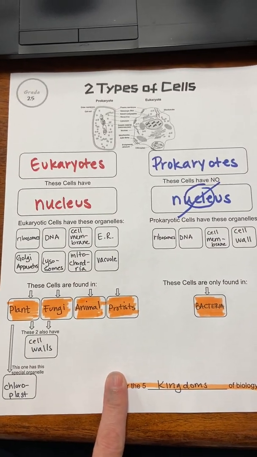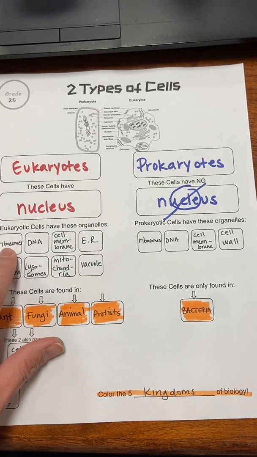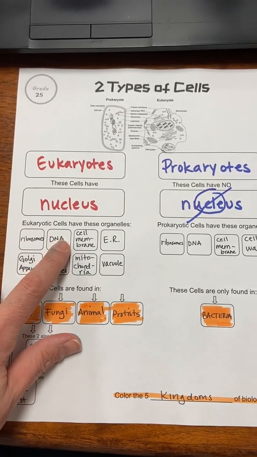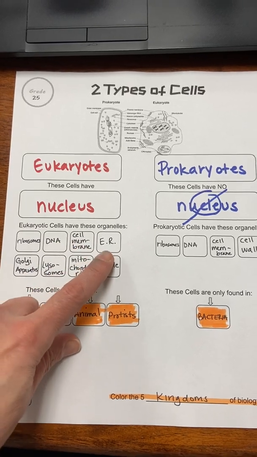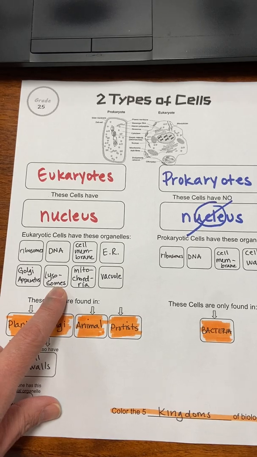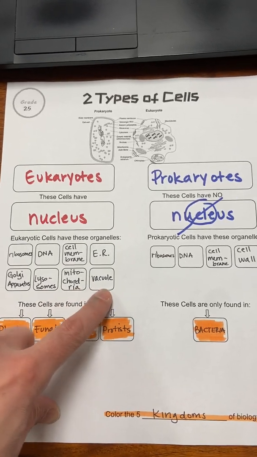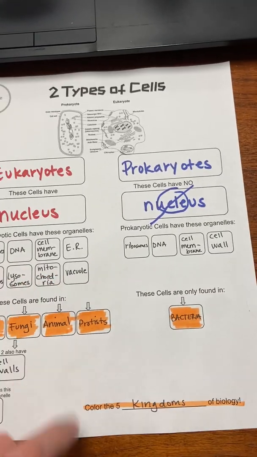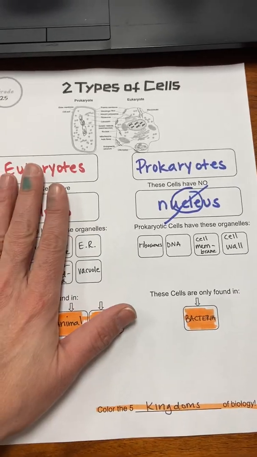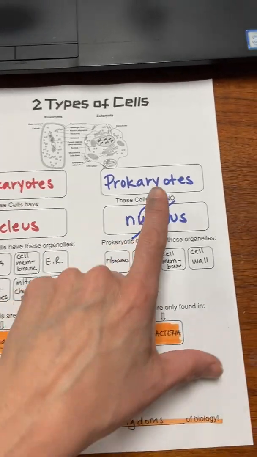Okay, so eukaryotic cells have these organelles. Eukaryotes, you already know these. They have ribosomes, they have DNA, they have cell membranes, they have endoplasmic reticulum, they have Golgis, they have lysosomes, mitochondria, and vacuoles. Sorry, you have to kind of cram your words in these little boxes. So we know about eukaryotes. That's the ones we've been studying.